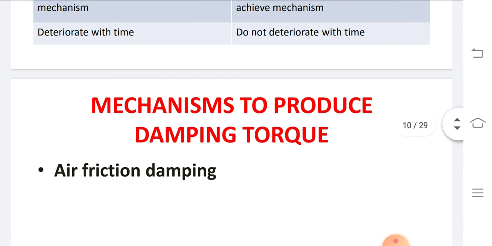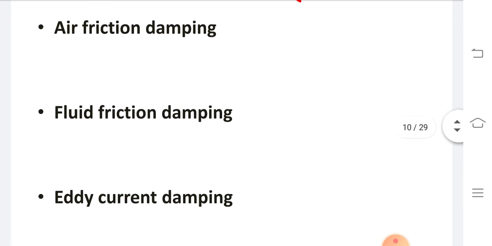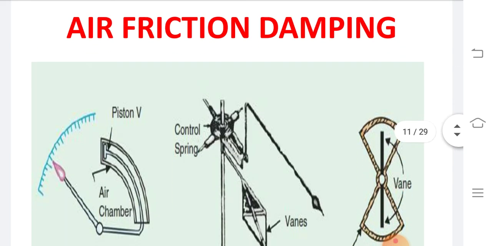Now, the different mechanisms that are used to produce damping torque are three in quantity. One is air friction damping, second one is fluid friction damping, and last one is eddy current damping. So, firstly, air friction damping.